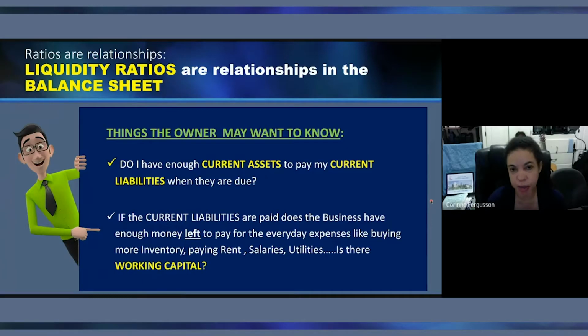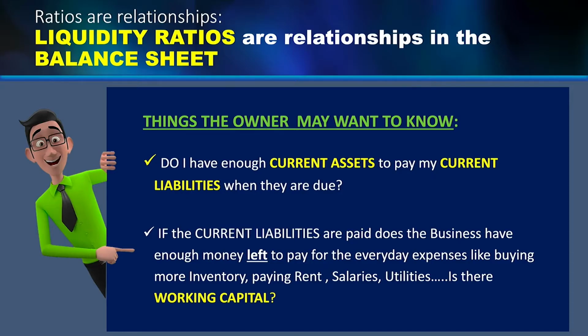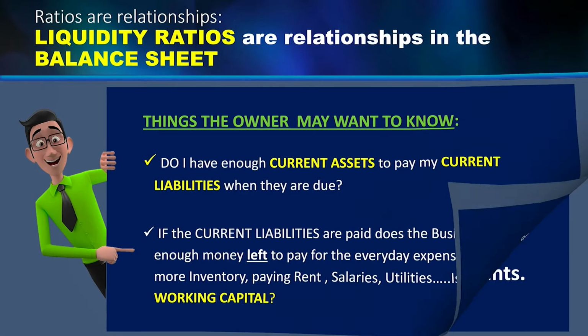I don't know if you remember, but working capital is your current assets less your current liabilities. So that is what they're talking about. Do you have enough working capital? So do you have anything left over after your current assets have been used to pay your current liabilities? Do you have a positive working capital figure?